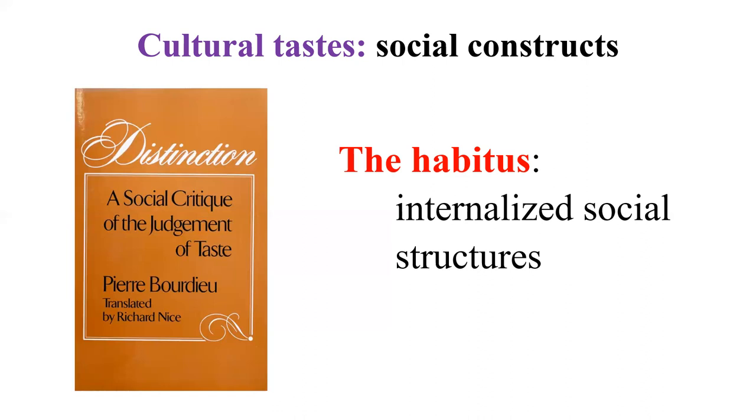He talks about this in his book, Distinction, subtitle, A Social Critique of the Judgment of Taste. So this is his topic. The concept he introduced is the habitus. This could be a question they might ask in the exam. Who introduced the concept called the habitus? The answer: Pierre Bourdieu.